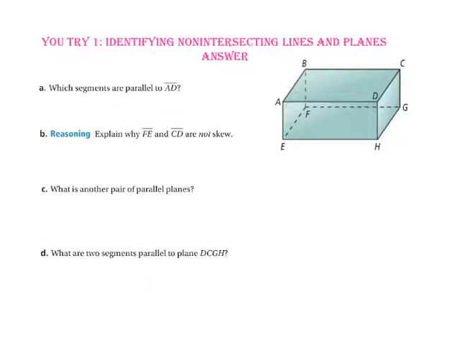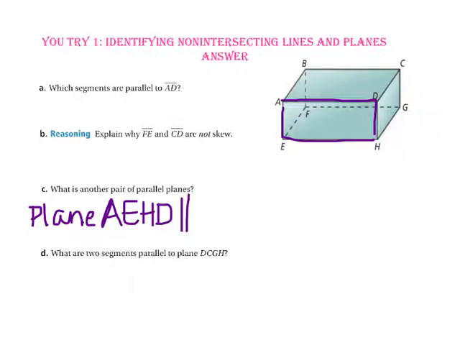For part C, we want another pair of parallel planes. Since in the example we named the left and the right plane and the top and the bottom plane as parallel, let's name the front and the back this time. So the front is plane AEHD, and that is parallel to the back, or plane BCGF.